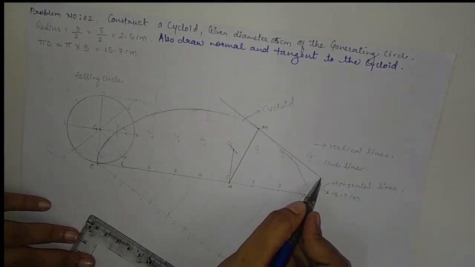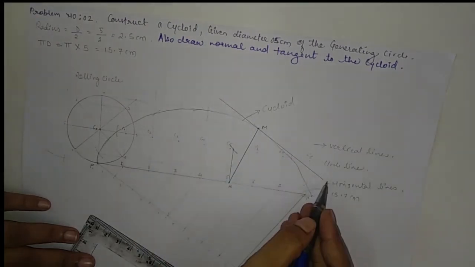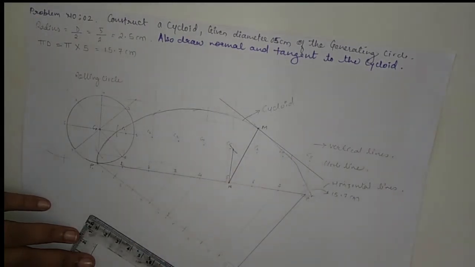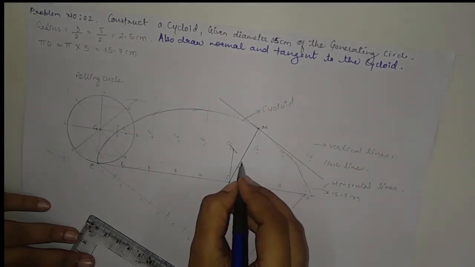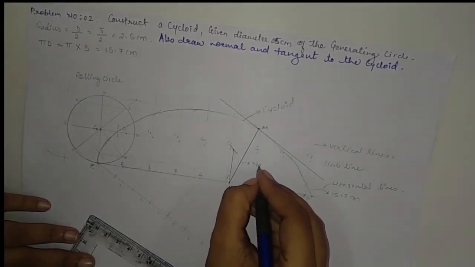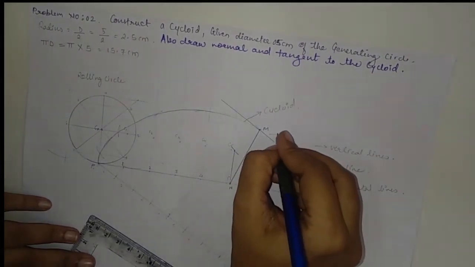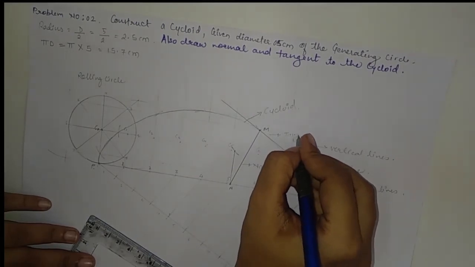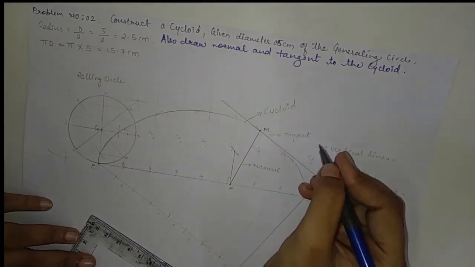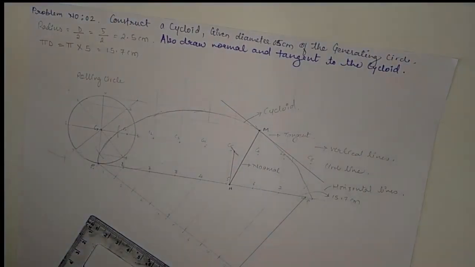So is it clear how to draw a normal and a tangent to a cycloid? Now for your understanding I will label it, but you don't label it. This is the normal and this is the tangent. While you draw, don't write anything. You just have to draw the cycloid. Clear? Okay.